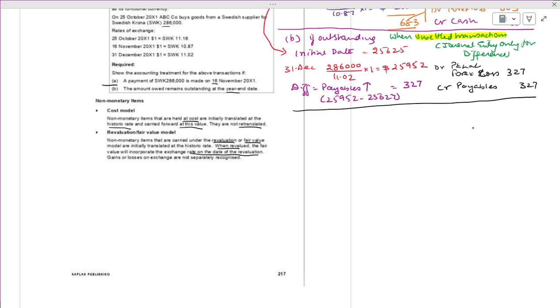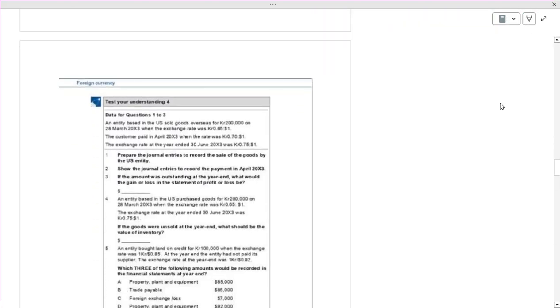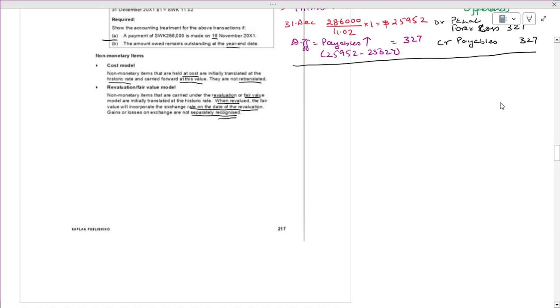Gains and losses on exchange are not separately recognized. This is the IAS in the second chapter. In the second chapter, we are taking the concepts, but we are adding the exchange flavor to them. Fine. Are you clear about this?